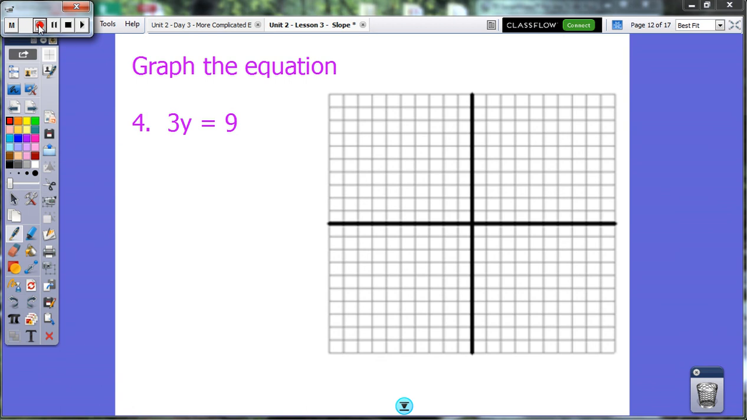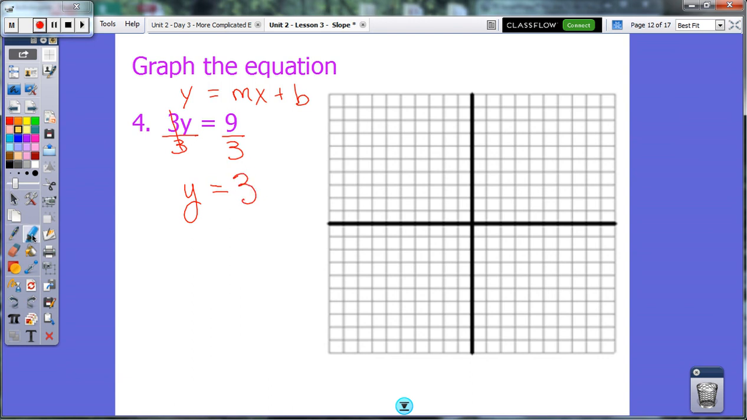You got it all copied. Now we got kind of a crazy one looking at us. 3y equals 9. Well, guys, I know I have to solve it for y. I have to get that variable alone because slope-intercept form is y equals mx plus b. So to get that y alone, I'm going to come in here and divide each side by 3. That way it'll get me a 1y, and 9 divided by 3 is 3. So I've got my equation.